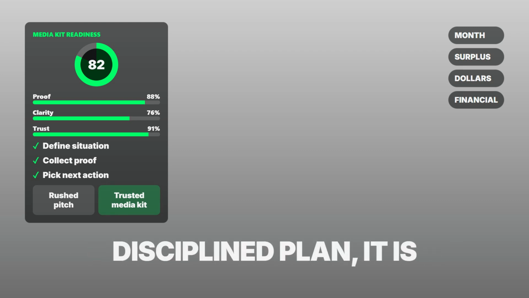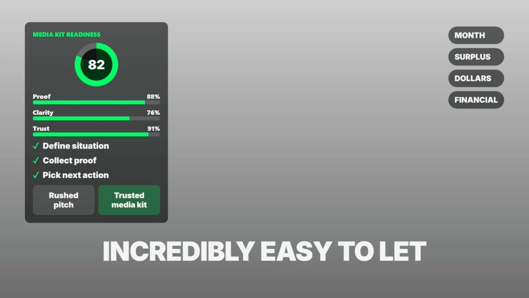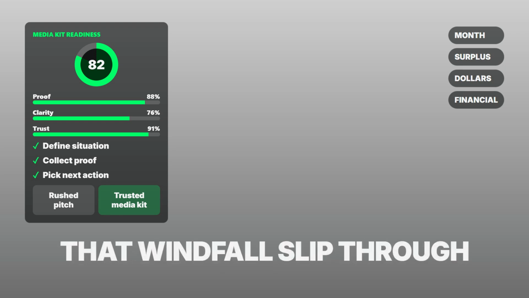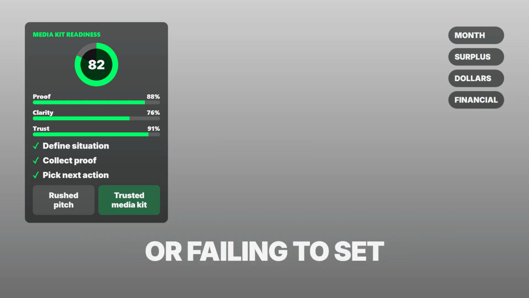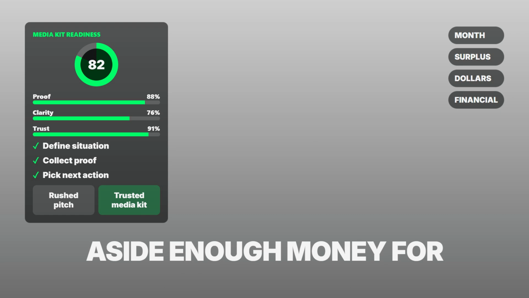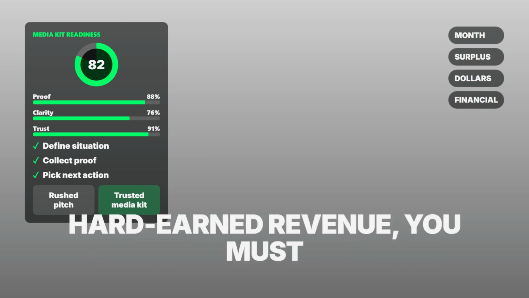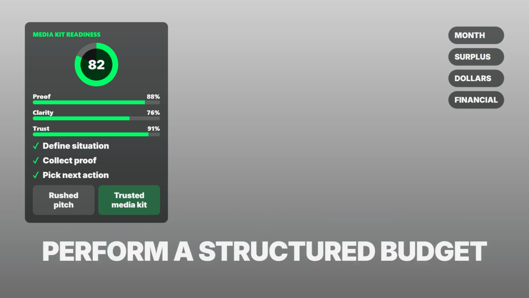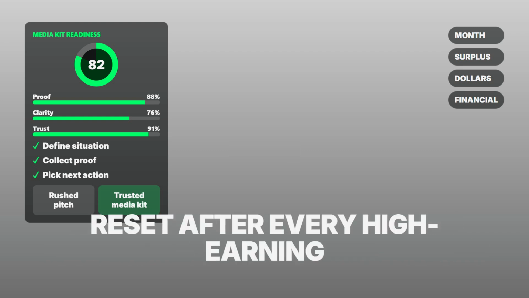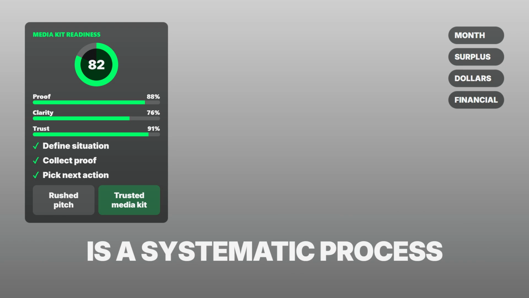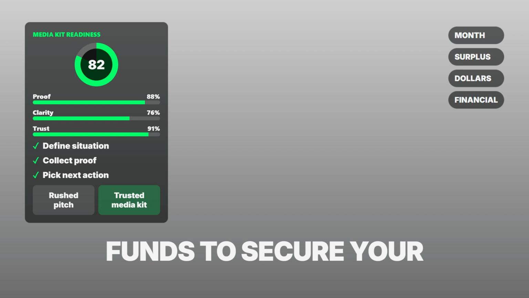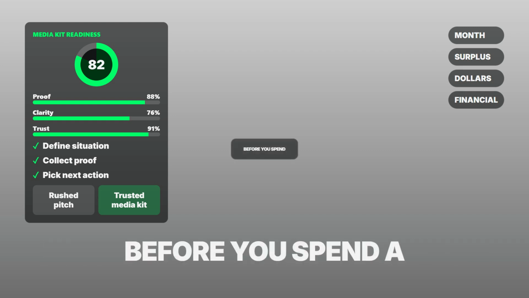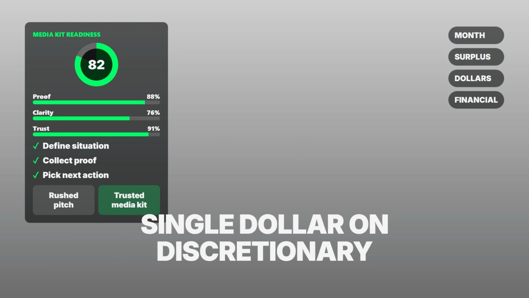However, a highly profitable month is also a financial danger zone. Without a disciplined plan, it is incredibly easy to let that windfall slip through your fingers due to impulsive spending, lifestyle inflation, or failing to set aside enough money for taxes. To protect your hard-earned revenue, you must perform a structured budget reset after every high-earning month. A budget reset is a systematic process of allocating your surplus funds to secure your business and personal future before you spend a single dollar on discretionary items.